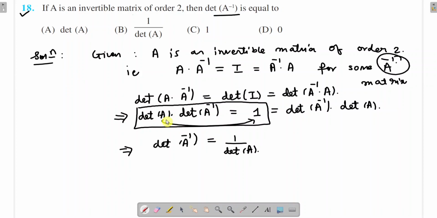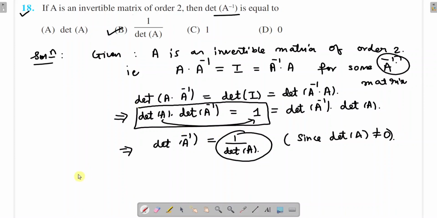So since determinant of A is not 0, we can take determinant of A on the right hand side. Here we can write the reason: since determinant of A is not equal to 0. So the correct answer is B, this 1 by determinant of A. So B, 1 by determinant of A, is correct. So that was the answer of problem 18.